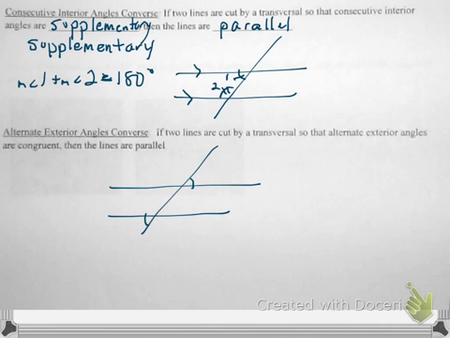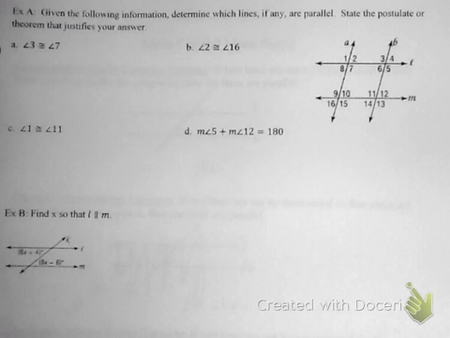Alright, on to some examples. Given the following information, determine which lines, if any, are parallel. State the postulate or theorem that justifies your answer. So there's kind of two parts. You're going to look at the angles, determine what two lines are parallel if those are congruent or whatever, and then we need to state the reason why.